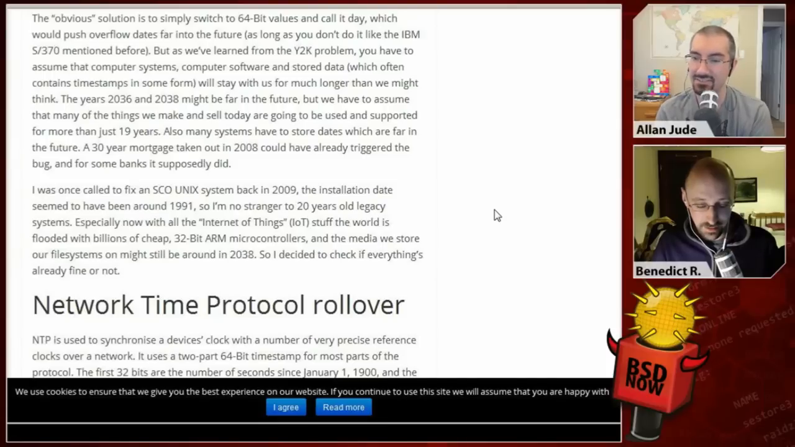So the other problem is that some of these things we can run into already. In particular, now that 2038 is only 19 years away, it turns out some systems at banks that calculate mortgages, if you took out a 30-year mortgage in the year 2008, you could have triggered this bug at your bank already. Already, yeah.